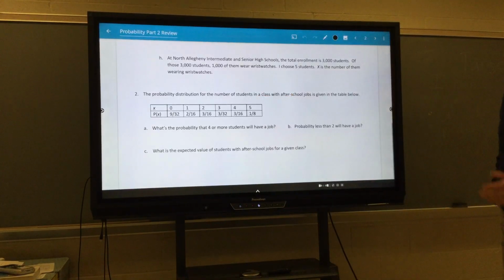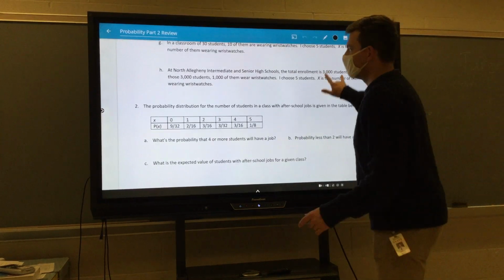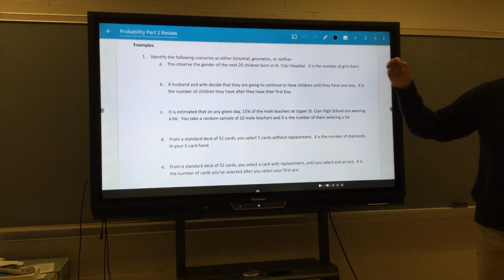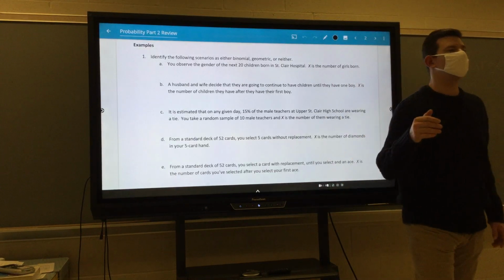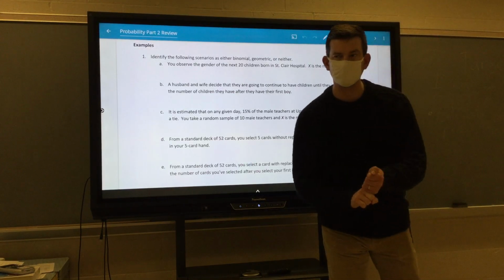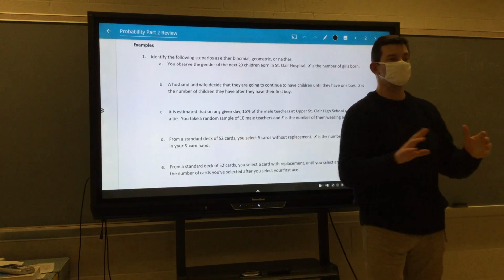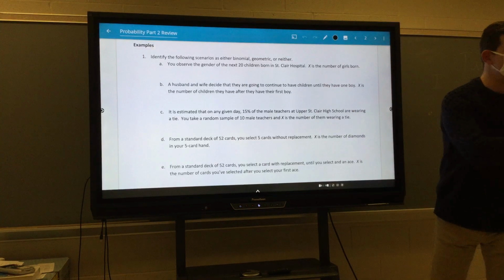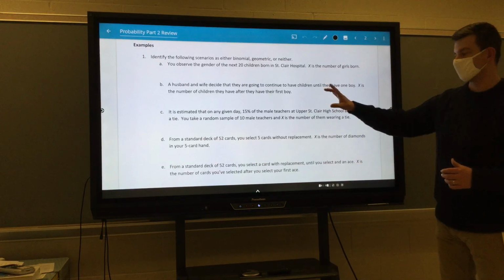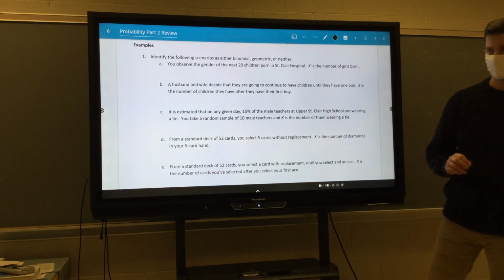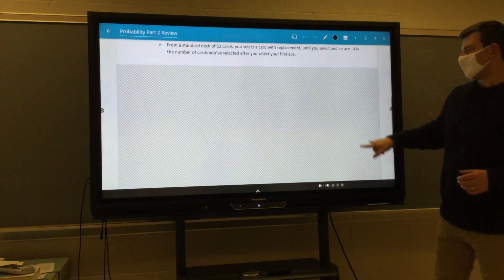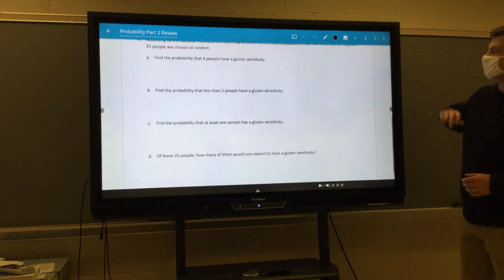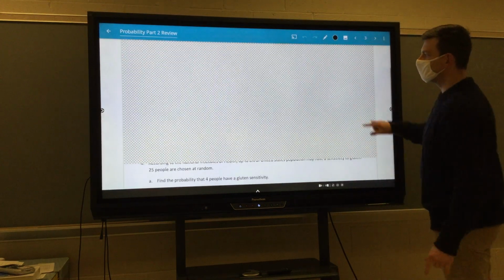I then have 3 pages of practice problems. For the first one, I just give you several different cases where you need to determine: is this a binomial model, is it a geometric model, or is it neither? So read through, have those conditions available to you, and determine what makes sense in that scenario. A couple questions down here is the probability distribution that you're using to answer that.